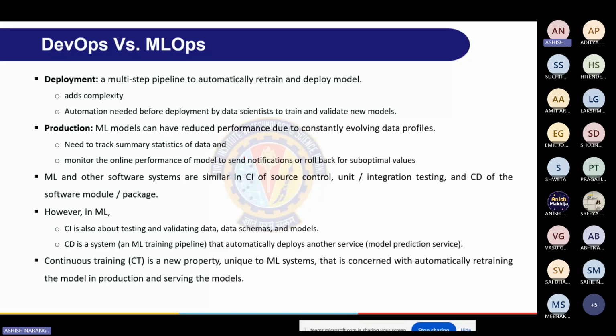So you need to monitor data statistics, you need to monitor the model performance. And when you see the model performance drops below the acceptable limits, then you may say, okay, I want to retrain the model, roll back to the older stable model, trigger alerts, right? This introduces new concepts like continuous training, right? It's a new property unique to ML systems that is concerned with automatically retraining the models in production and serving the models, right? Kind of like the CI/CD you use for software development. This is what the retraining part is that you will use for MLOps.